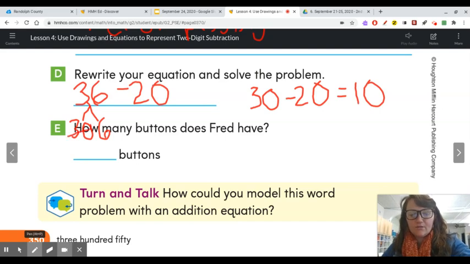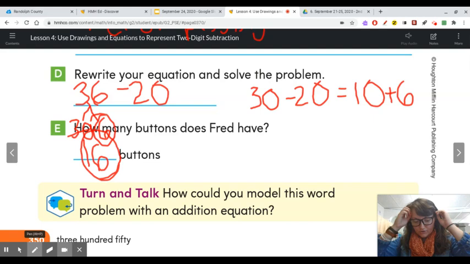All right, now here comes the tricky part. You've already done the 30. What about the 6? So what's 10 plus 6? Because we had the 6 left over, so we have to add it to whatever we just subtracted. So 10 plus 6 should be 16. Okay. So if you want to double check, you can use your concrete model to help you out.